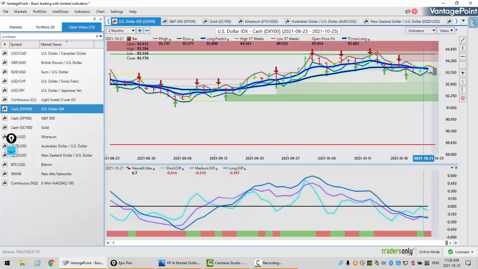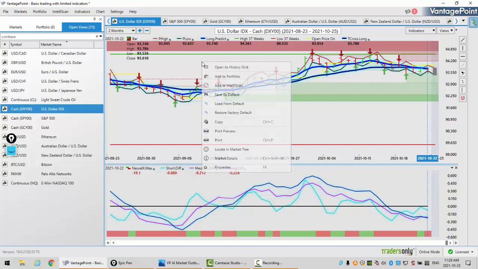So when the neural index turns green, the MA diff crosses and starts moving up, at that point in time, we would be looking for the dollar index to break above the long predicted at 93.74 and the T-cross long at 93.78. Now this takes out the simple moving average on the long-term crossover and it removes the shorter term indicators on the triple EMA cross. It's a different trade setup, but it's very easy to do in your VantagePoint software.